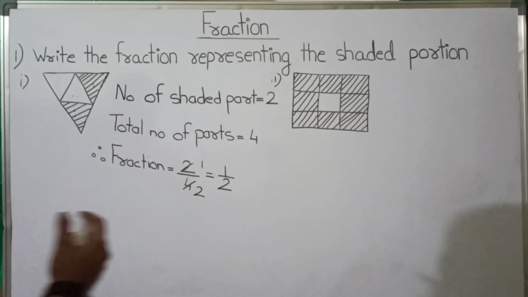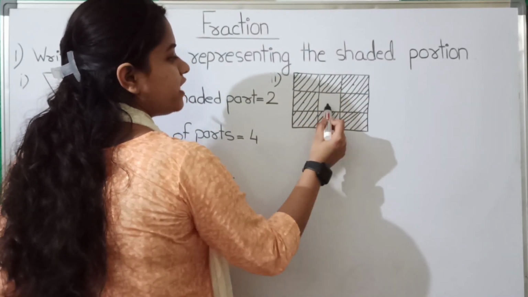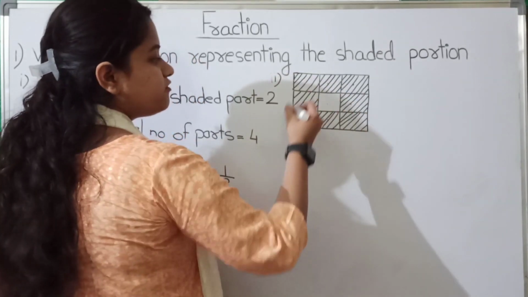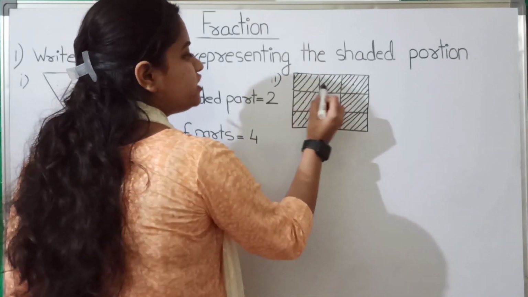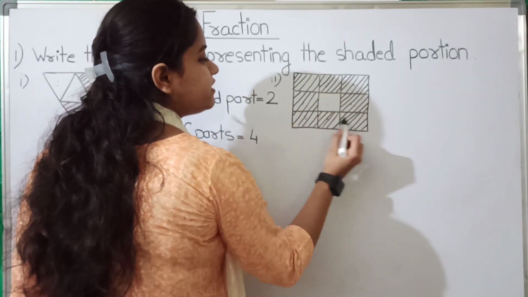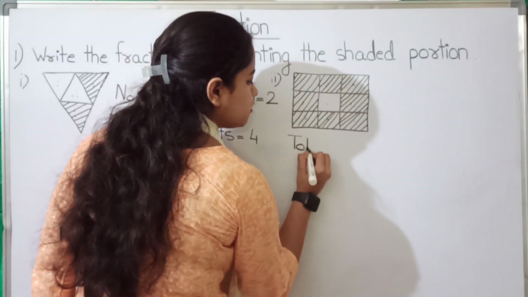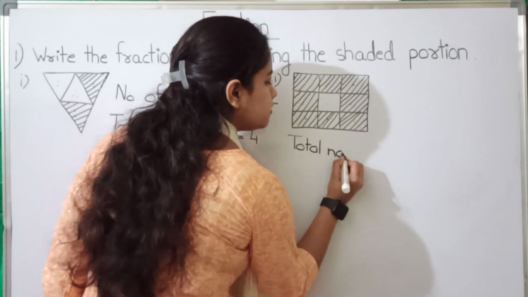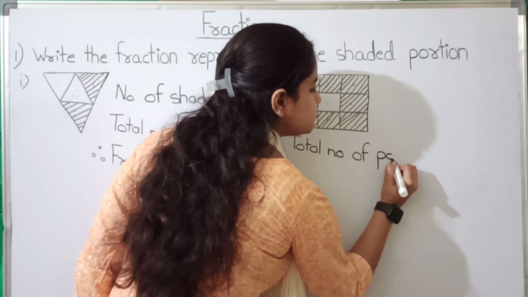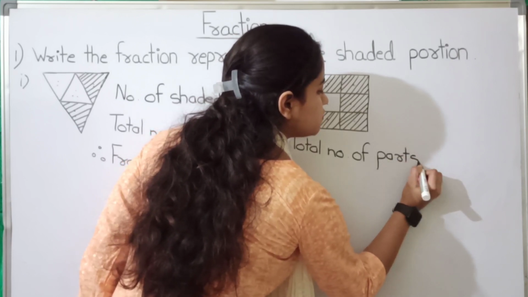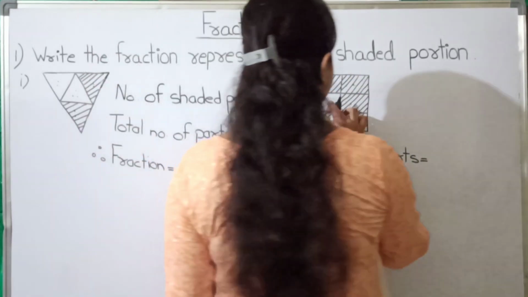The second question. A square is made and how many parts are there? 1, 2, 3, 4, 5, 6, 7, 8, 9. Total number of parts here is 9. And number of shaded parts, how many are shaded parts? 1, 2, 3, 4, 5, 6, 7, 8. So we can write it down. Total number of parts is 1, 2, 3, 4, 5, 6, 7, 8, 9. That is 9.